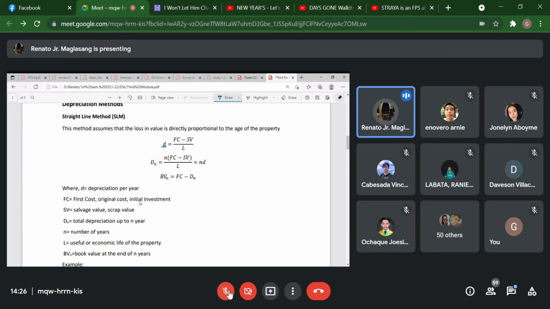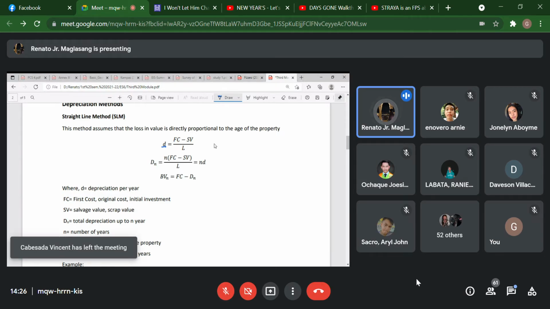So again, the depreciation cost is equal to the first cost minus salvage value over the useful life. And also we have this D sub n, which means the total depreciation up to the nth year. The first one is the depreciation of the year, so every year, for example the first year, the second year, this is the depreciation cost. In this one, this is the cumulative cost.